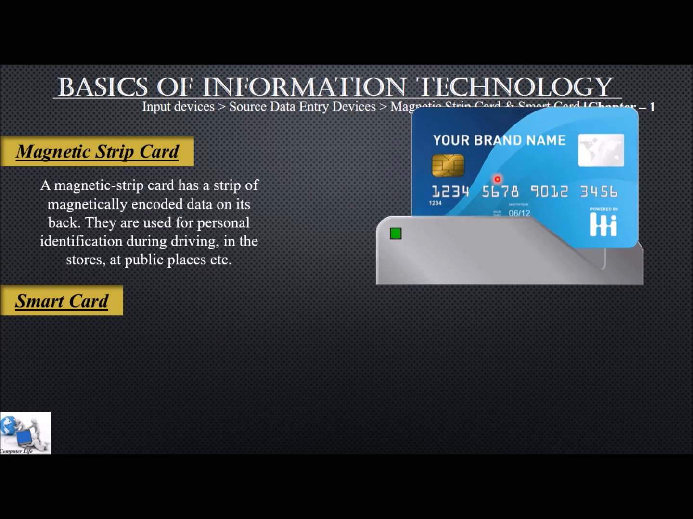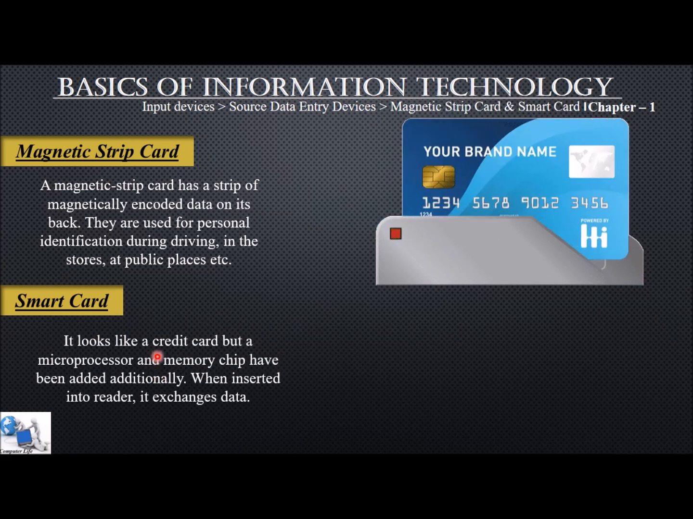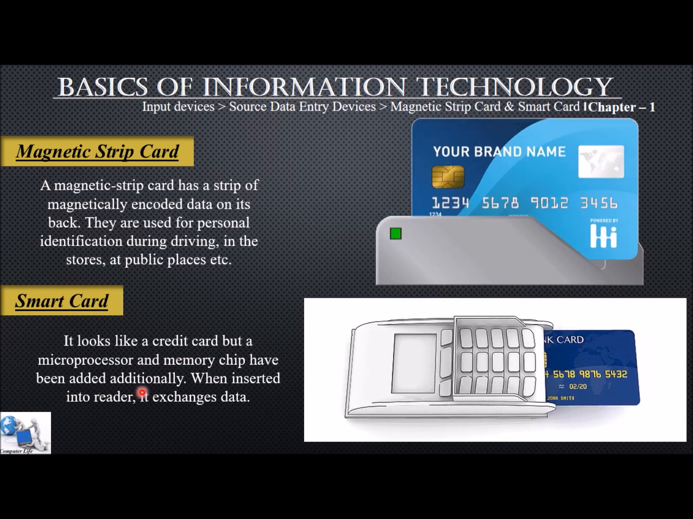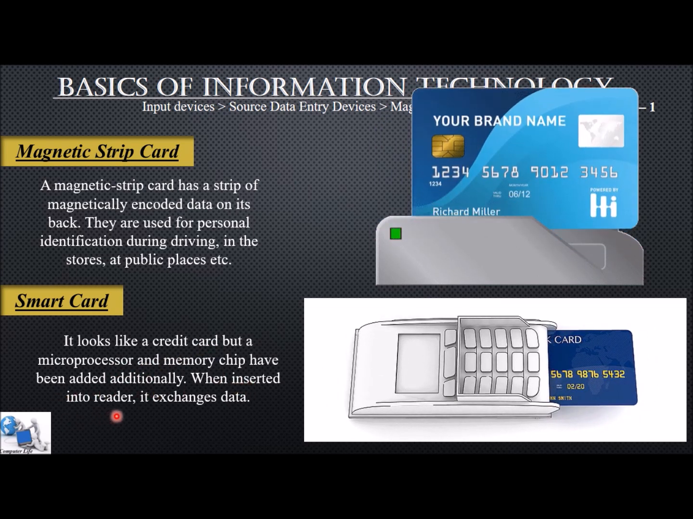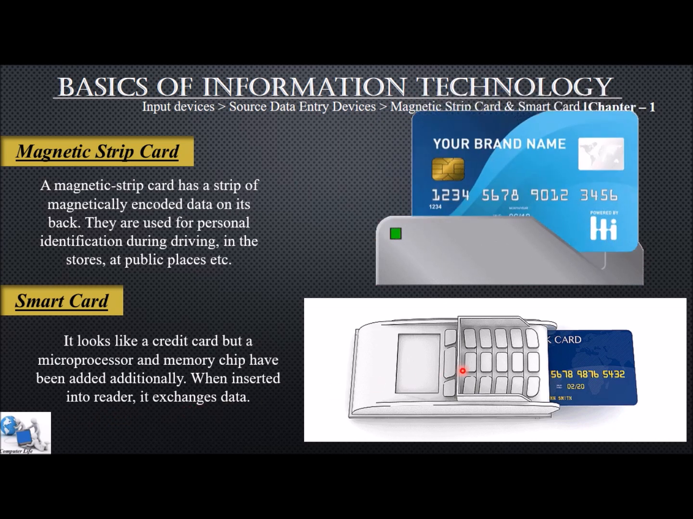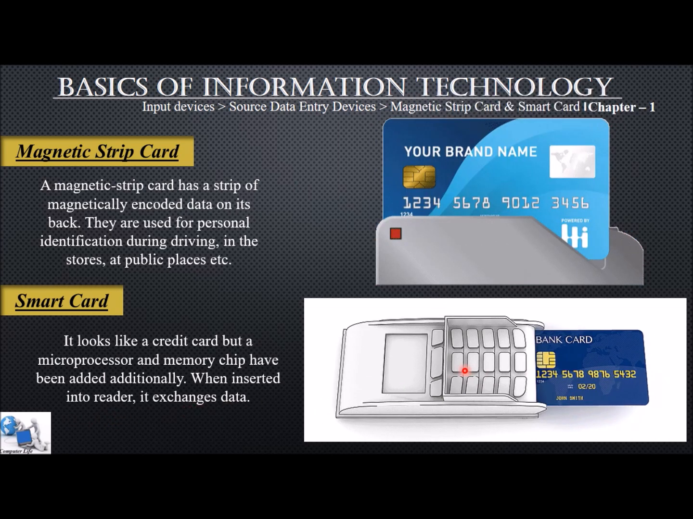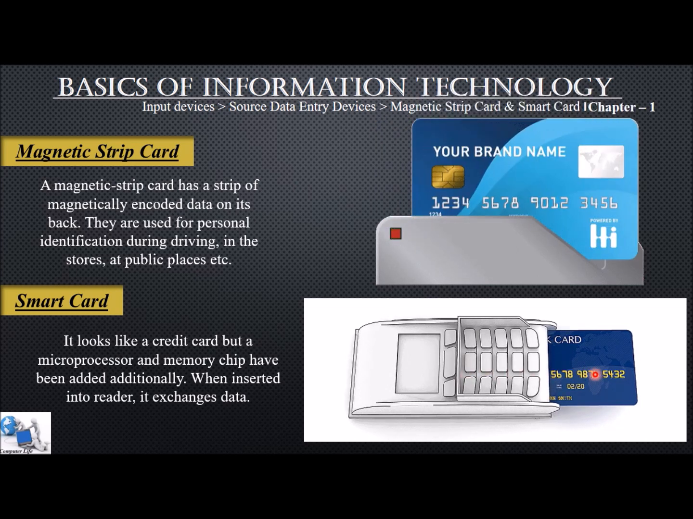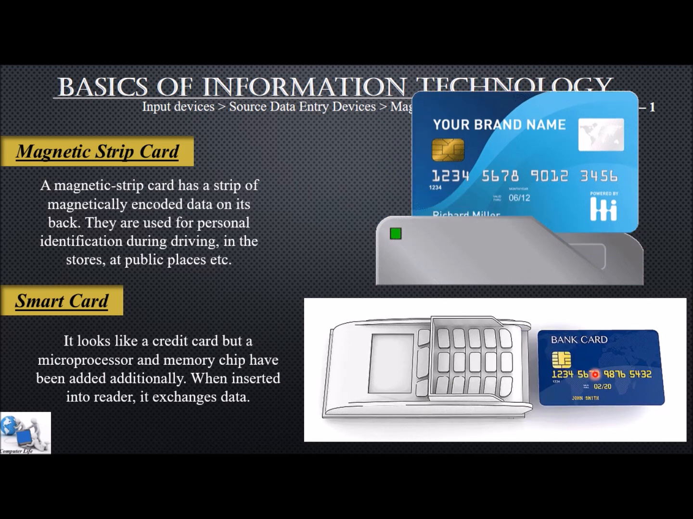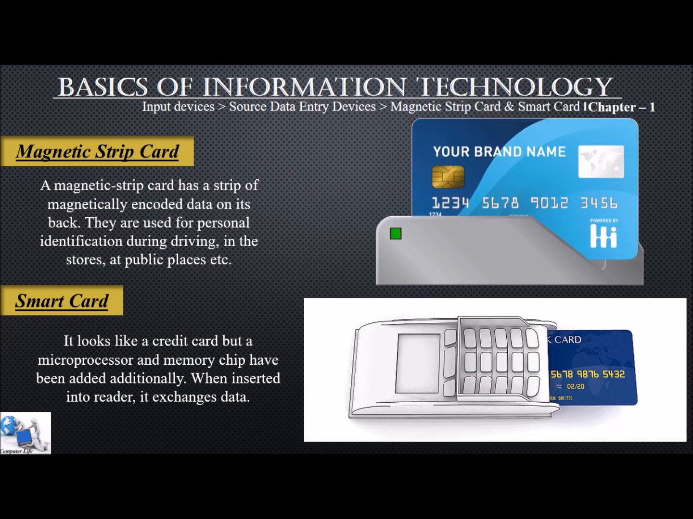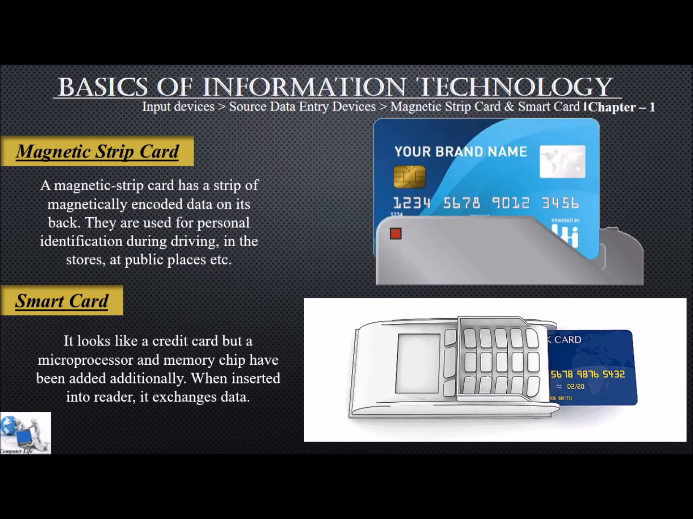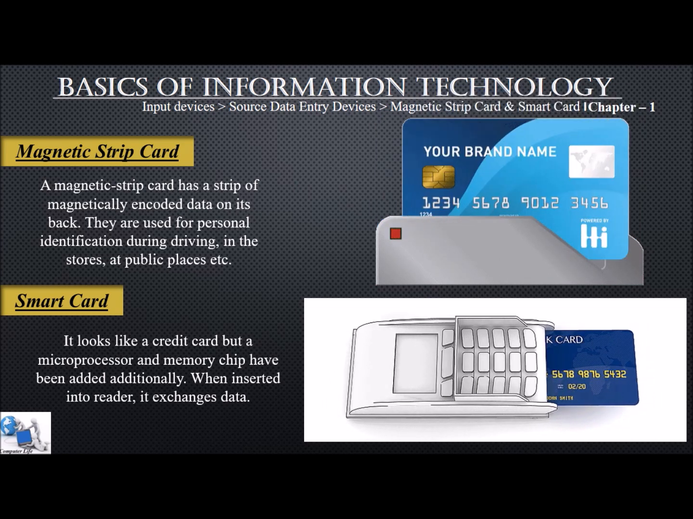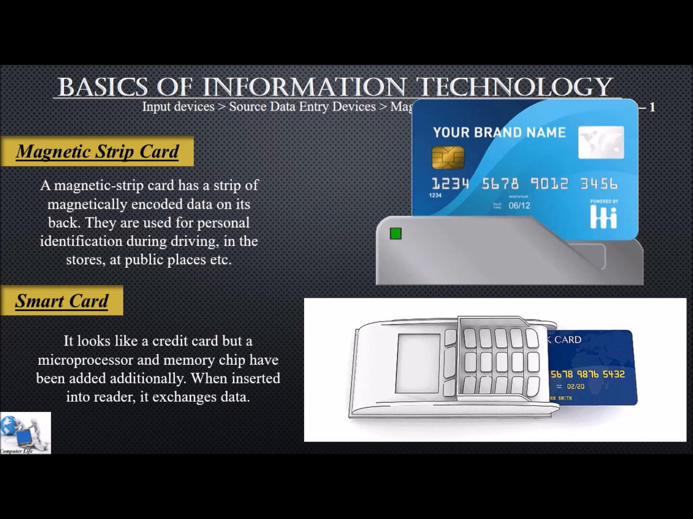The next is smart card. A smart card looks like a credit card, but a microprocessor and memory chip have been added additionally. When inserted into a reader, it exchanges data. This is the machine which is known as the smart card reader machine, and this is the card which is known as smart card. When we enter this card into this machine, we can exchange our information. Therefore, we can swipe this card anywhere and we can do shopping, and if we want to buy anything, we can buy easily.